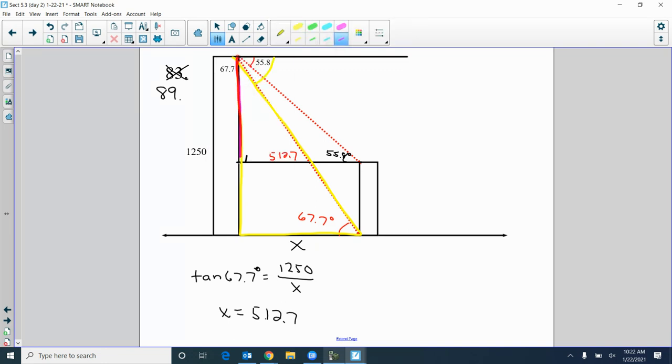If I look at this triangle, 512.7 is along the baseline, or the bottom, and 55.8. I can let that be X or Y. I'll let it be Y. So tangent of 55.8 equals opposite, which is Y, over adjacent, which is 512.7. All right, and what do we get for that?